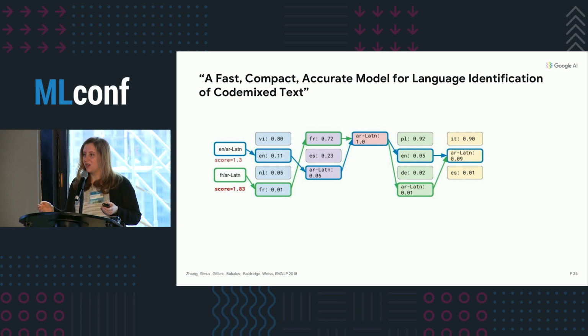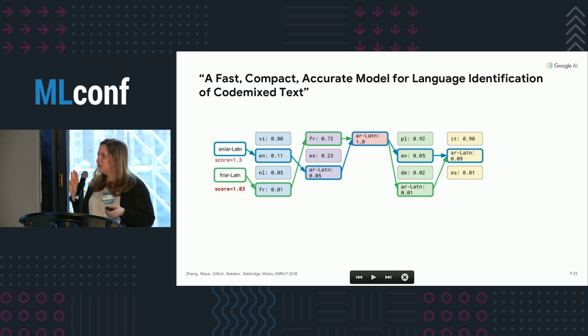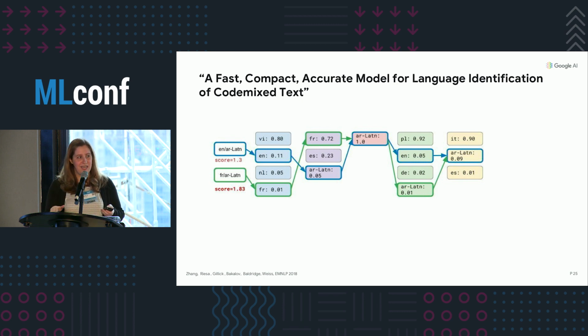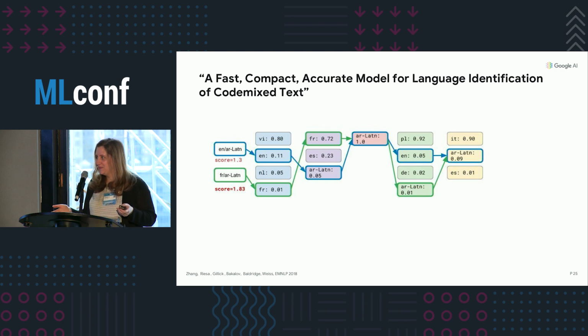So if we just ask our model what's the most likely language at each position, it would have predicted, oh, the first word is Vietnamese, and then the second one is French, and then the third one is Arabic in Latin script, and then the fourth one is Polish, and the fifth one is Italian. And it's really unlikely that a human speaker would have used 5 different languages across 5 words.